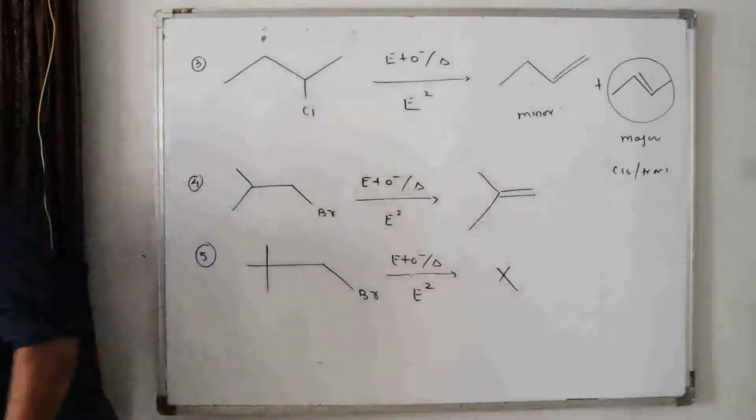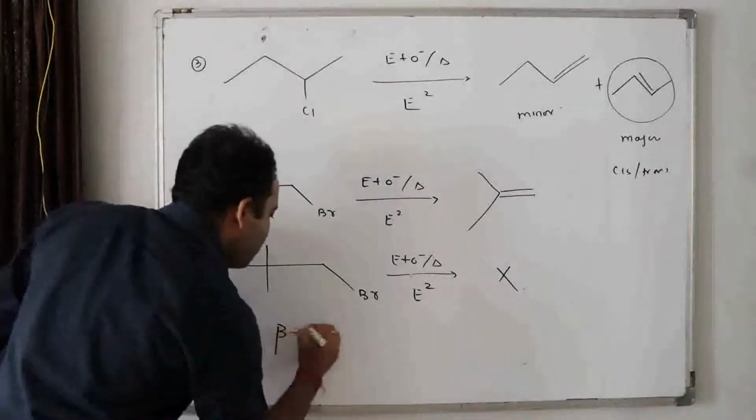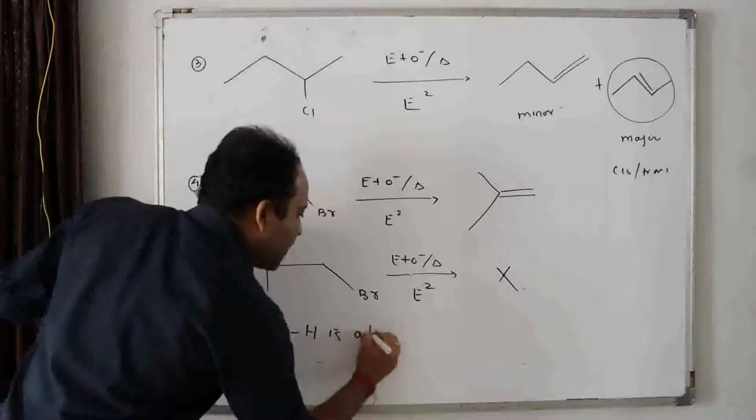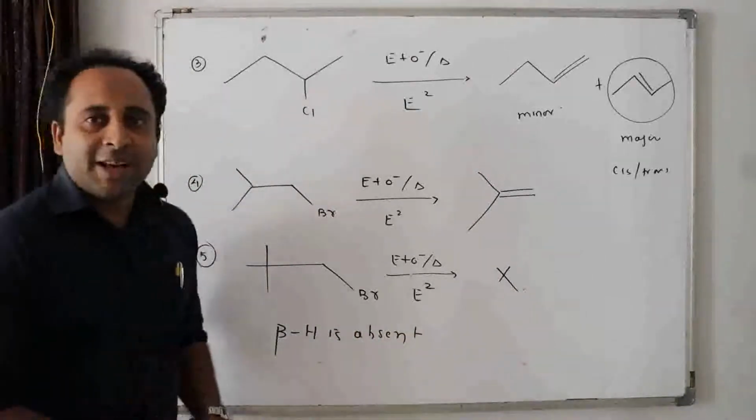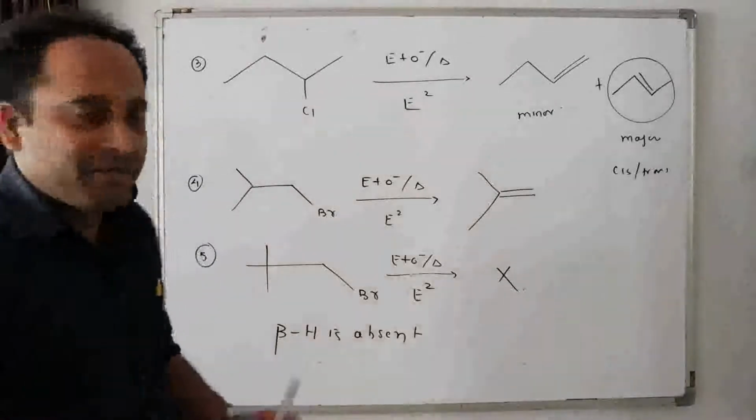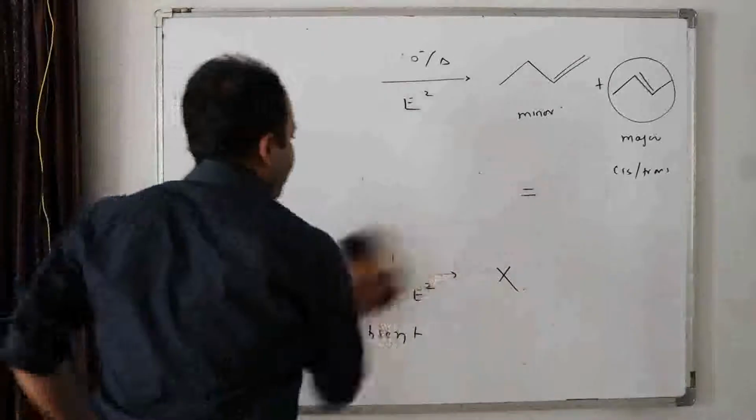Next, the sixth question. So you can write here, beta hydrogen is absent. What is absent? Beta hydrogen is absent. Okay, next concept.